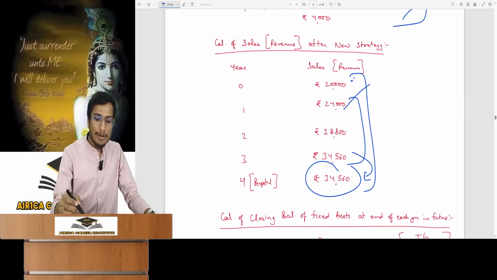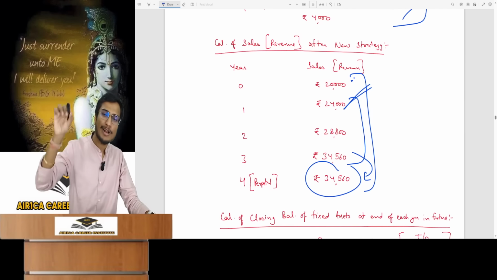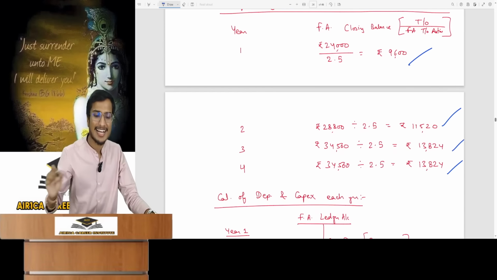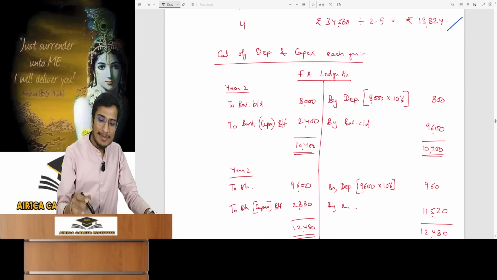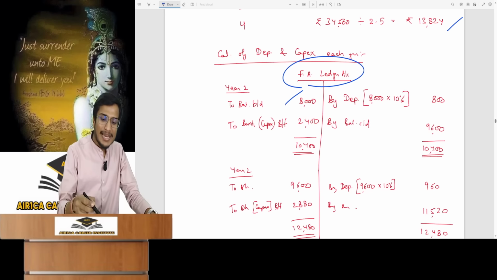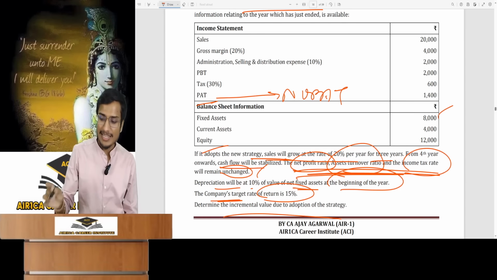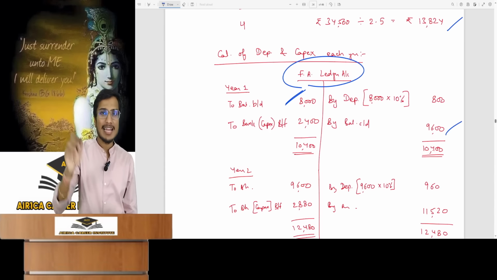So you know the future turnover for each year, and if you put the data in that formula, you will get the closing balance of fixed assets for the next 4 years. So we have got this. Then we'll make a fixed asset ledger account. Is the opening fixed asset balance given? Yes. The first year's remaining balance.